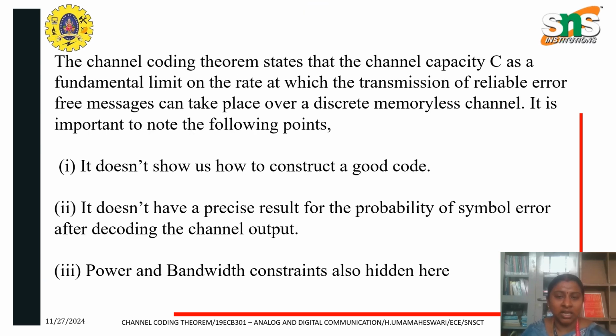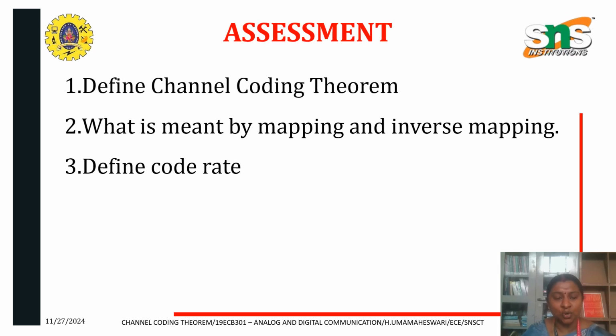So, in the channel capacity theorem, it is important to note three main points. It does not show us how to construct a good code. It doesn't have a precise result for the probability of symbol error after decoding the channel output. Then the power and the bandwidth constraints are also hidden here.